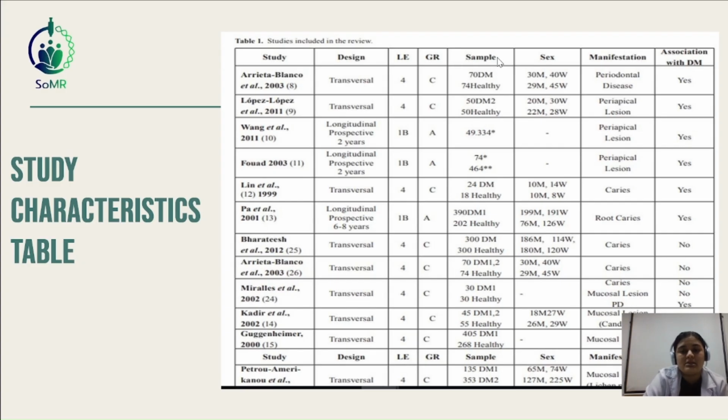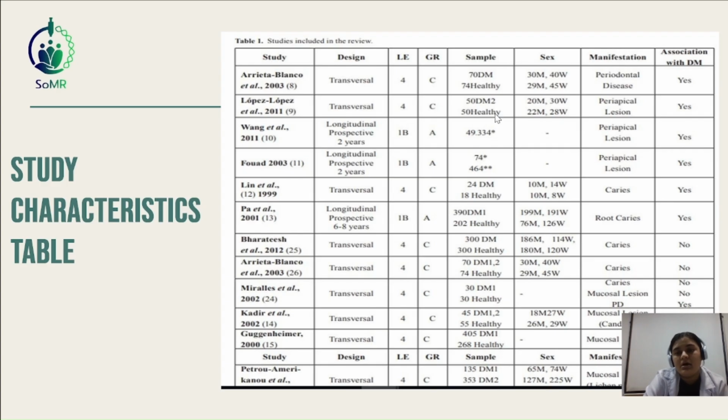Sample literally means the study population size. So 70 DM means 70 patients who were suffering from diabetes mellitus, and 74 patients who were healthy. Again, this means 50 patients who were suffering from diabetes mellitus 2, and then 50 who were healthy.